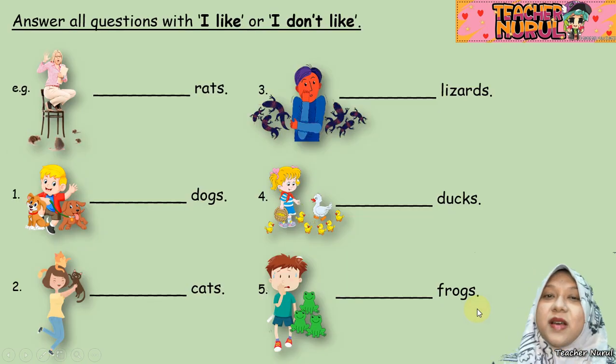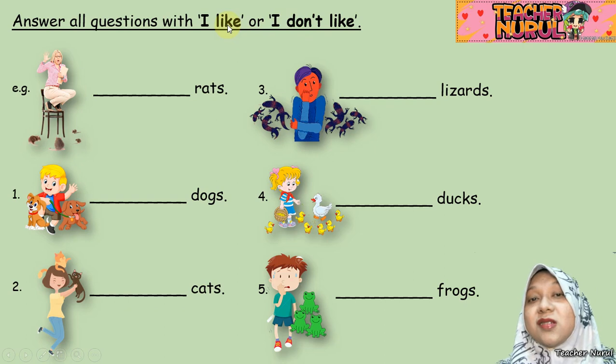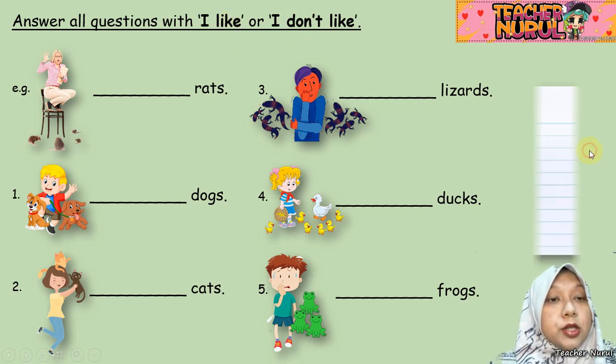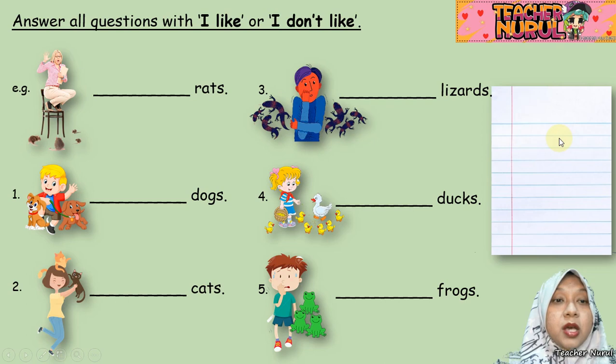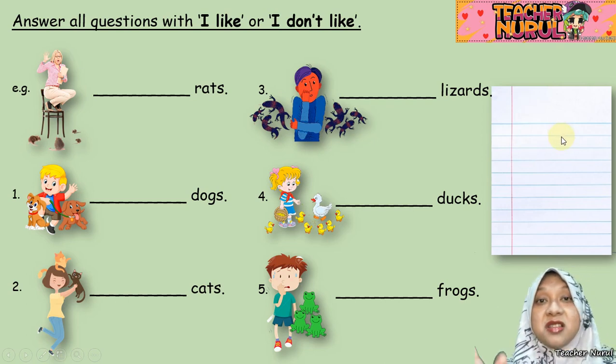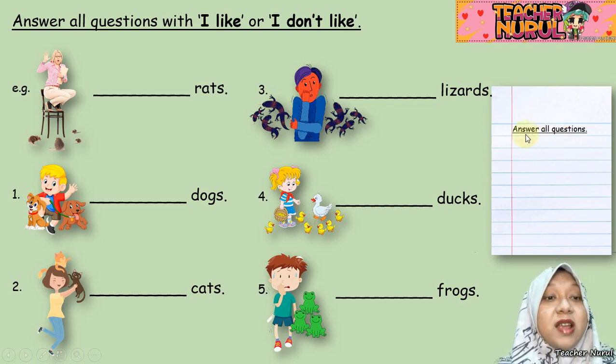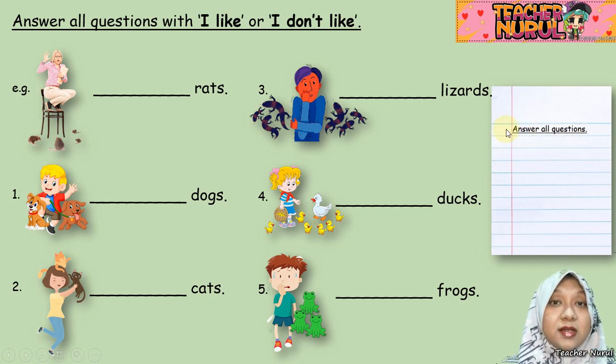Now let us go to our next exercise. Answer all questions with I like or I don't like. It means that you have to fill in the blanks with I like or I don't like. So you have to choose either one. As usual, in the same exercise book, you don't have to write down the day, the date, the title. You just write down the instruction, and then you write down number 1, 2, 3, 4, and 5.